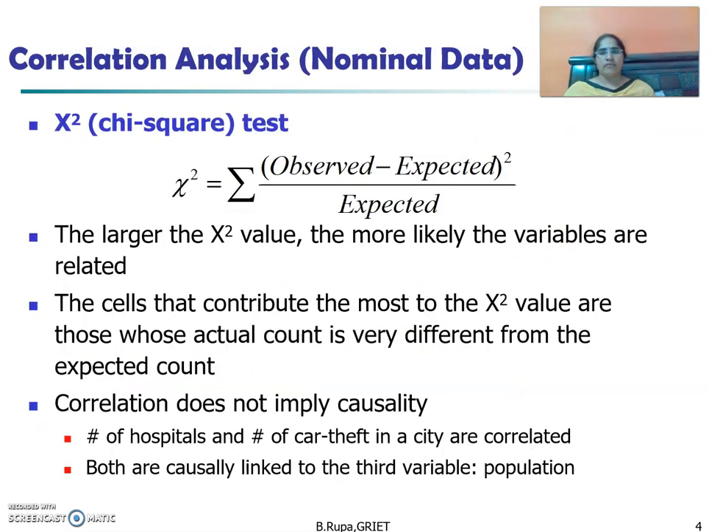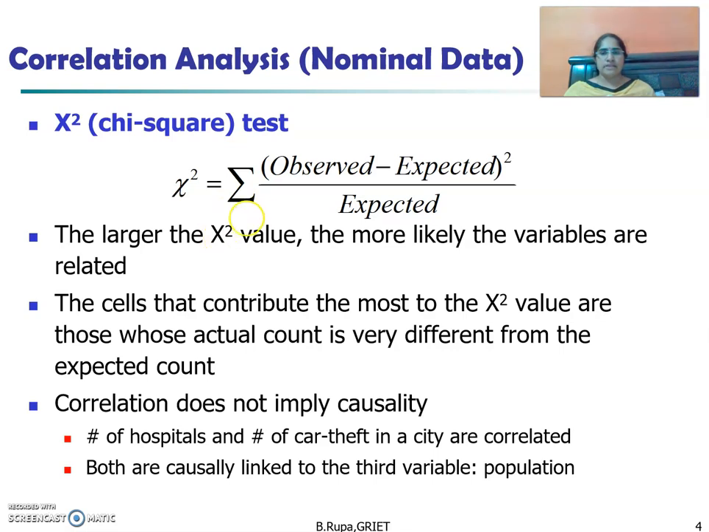We'll see how we can do correlation analysis for nominal data. We will use the chi-square test. Let us observe this formula: chi-square is equal to sigma of (observed minus expected) whole square by expected. We will see an example, right?